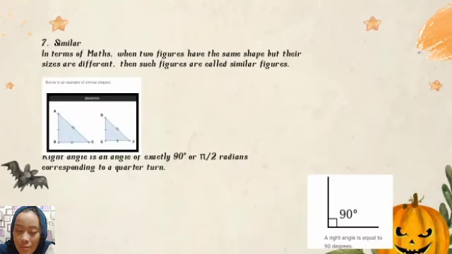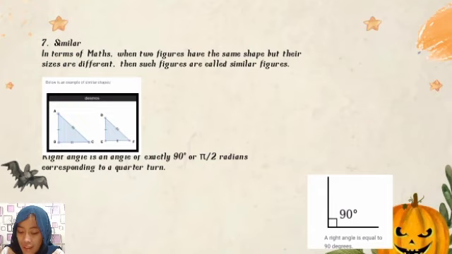Next, number 7 is similar. In terms of math, when two figures have the same shape but their sizes are different, then such figures are called similar. Below is an example of a similar shape. That's a picture of similar figures.